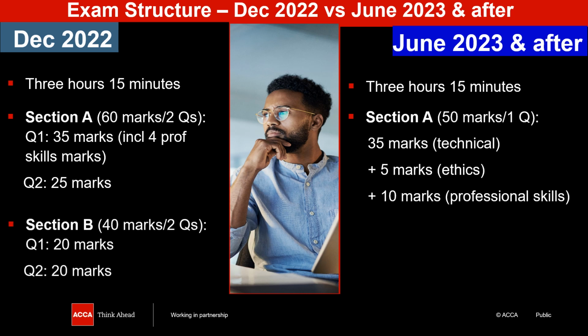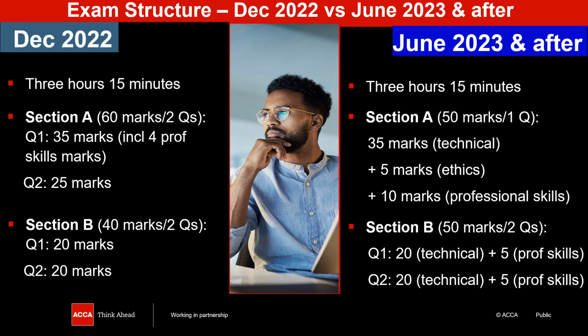For Section B, under the current structure, there are 2 questions with 20 marks each. However, under the new structure, Section B would also have 2 questions, but each question will now be worth 25 marks. Out of the 25 marks under each question, only 20 marks are assigned for technical content, which is the same as current. The balance of 5 marks for each question are assigned for professional skills.